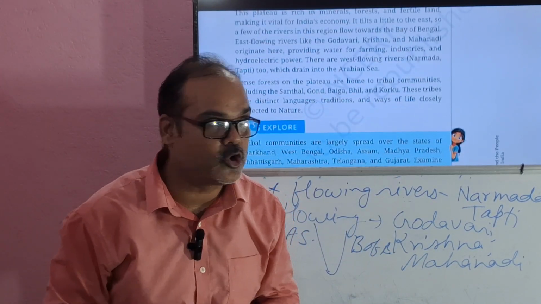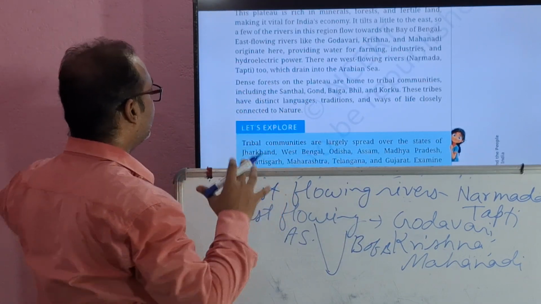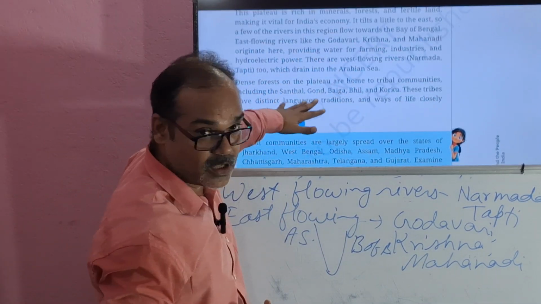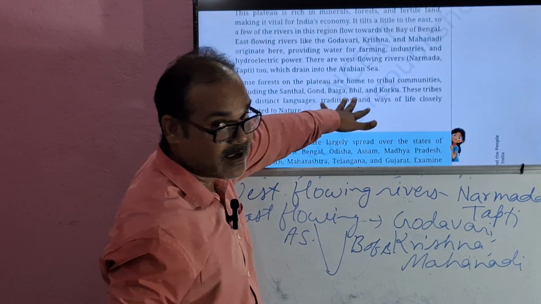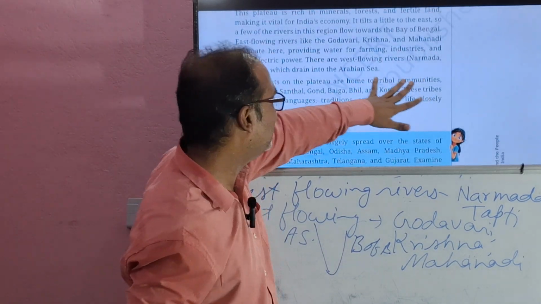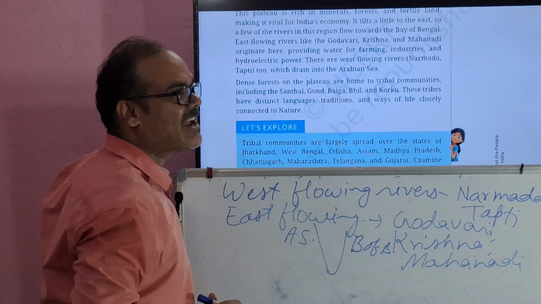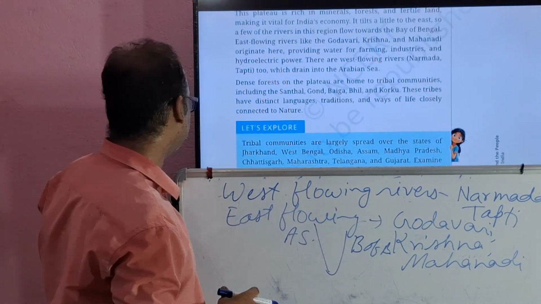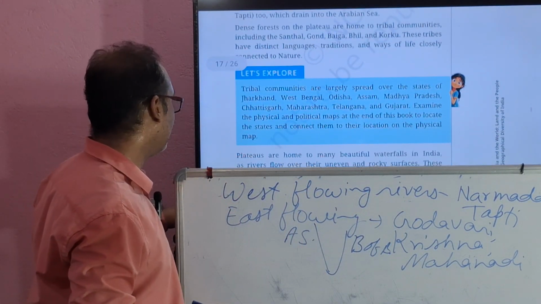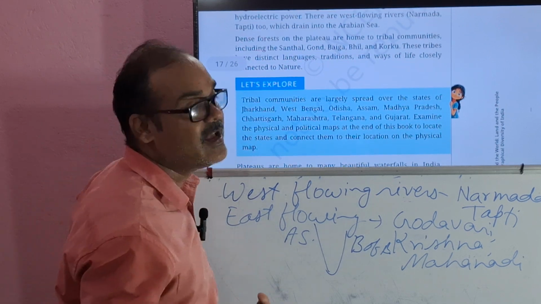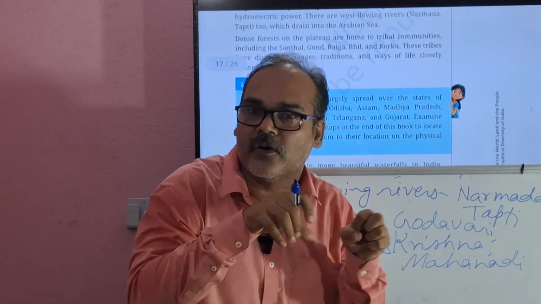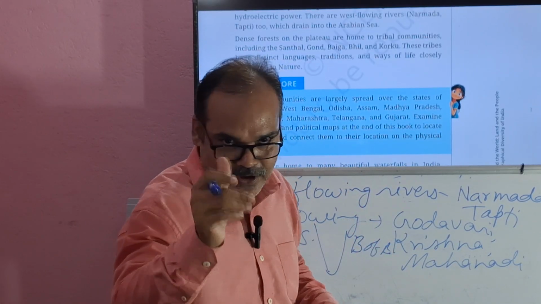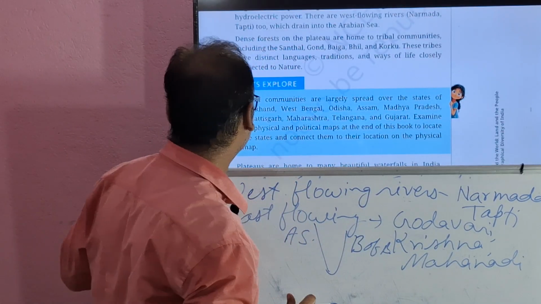These are the tribal groups which are found in the dense forest. Which are those tribal groups? Santhal, Gond, Baiga, Bhil, Korku. These tribal groups have their different culture and tradition, and they are very much connected to nature. Tribals are connected to nature because they are dependent on the forest and forest products for their survival. You got it? Right. Now let's move here.